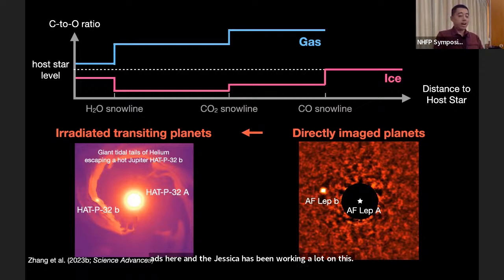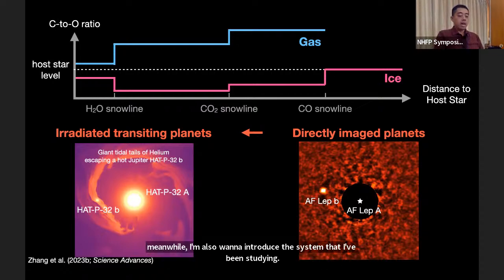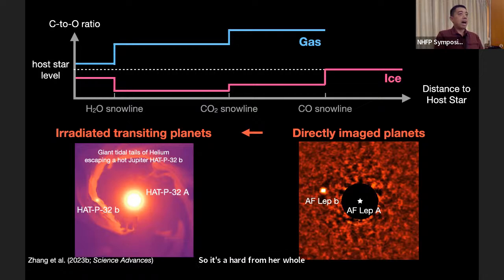In the meanwhile, I also want to introduce a system that I've been studying. It's the hot Jupiter host system HAT-P-32AB. What we found from the high resolution spectroscopic monitoring is that the planet is losing atmosphere, especially helium. This is based on the 10830 helium line monitoring.